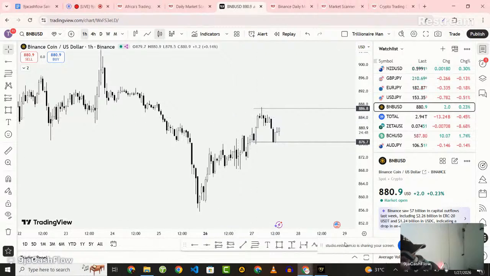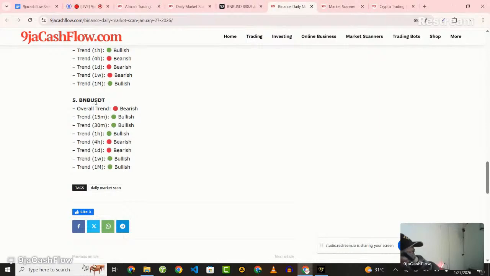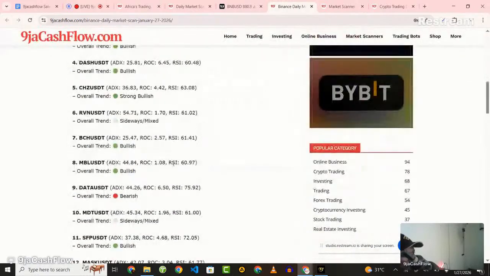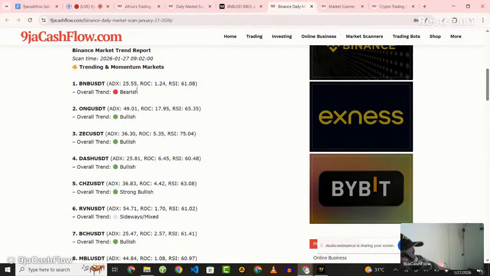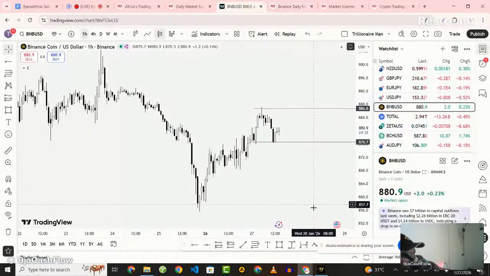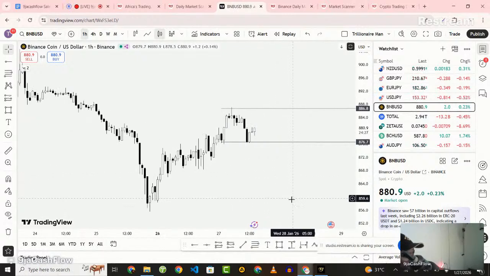Let's check our market scanner. Overall for BNB is bearish, but 1 hour, 30 minutes, 15 minutes is bullish. BNB is bearish. We should be looking more for a sell trade.